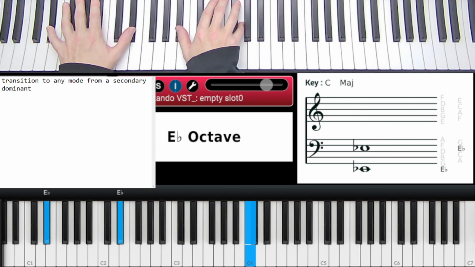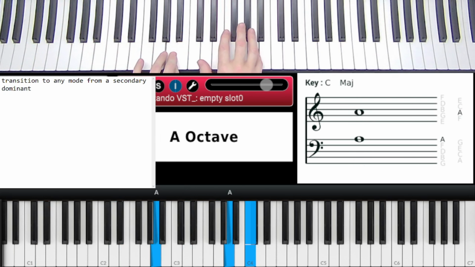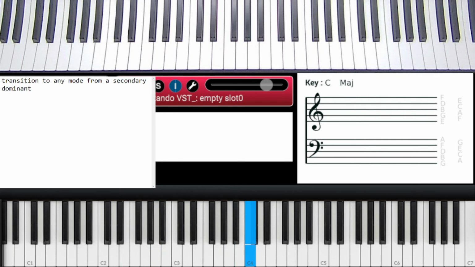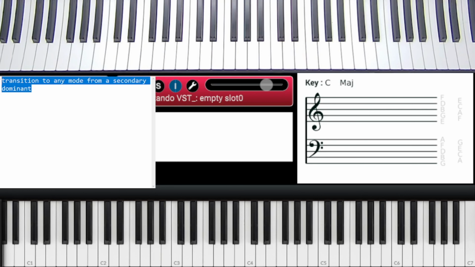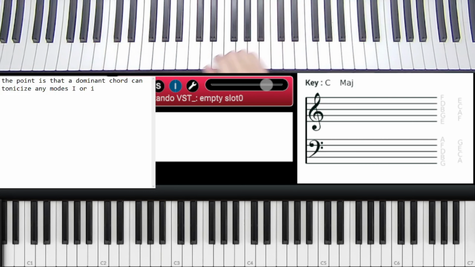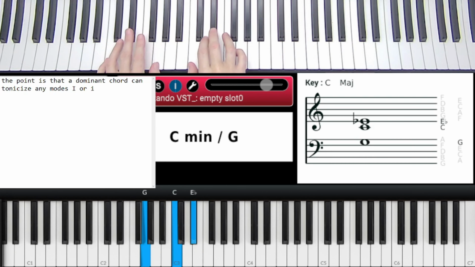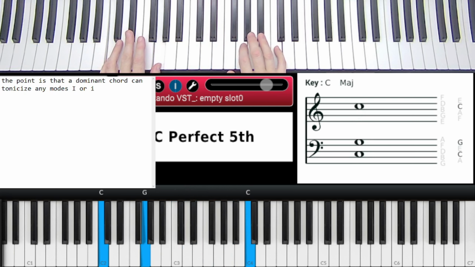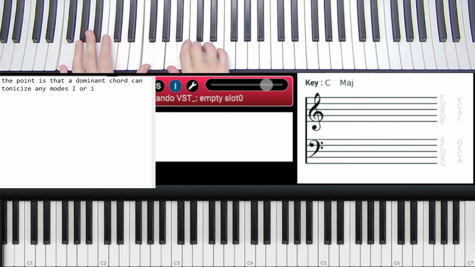And then we're just kind of hanging there. So we use that dominant chord that sounded like a secondary dominant, and you expected to go back to C, but we didn't. We gave an illusion to the listener that there was going to be some resolution back to C, but don't return there. So that's a good way to use secondary dominance in an unpredictable way. The point is that a dominant chord can tonicize any mode's 1, minor or major. So we could do a Dorian.